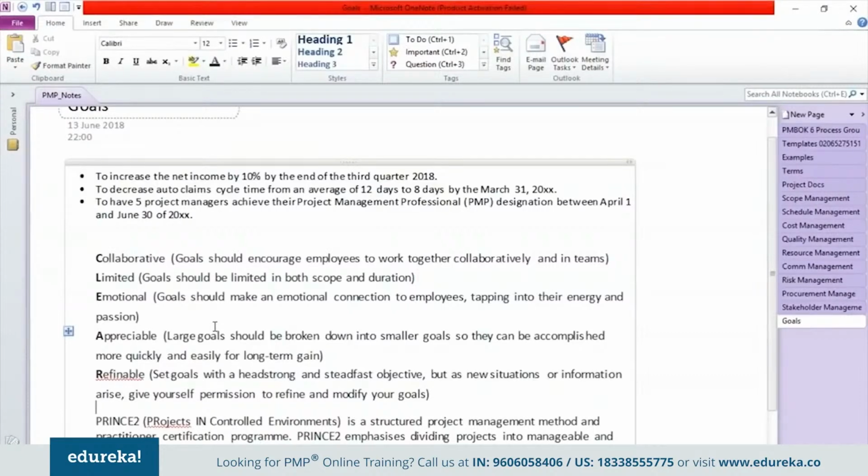It should be refinable. That means set goals with a headstrong and steadfast objective. So it's very important for us to ensure that if required, I should be able to refine my goal. I should be able to change my goal. I should be able to amend it, modify it. If it's something which we can't amend or modify, then it's very difficult to stick around. So that's another characteristic of a good written goal that we talk about.